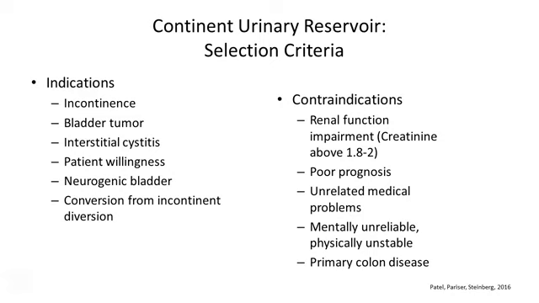Continent urinary reservoirs can be done as a primary procedure, such as for incontinence, bladder tumor, interstitial cystitis, or neurogenic bladder, or a variety of other reasons. The primary reason is usually bladder cancer. Reasons for converting from an incontinent to a continent procedure include problems with the ileal conduit, such as persistent urinary tract infection, a poor stoma location, difficulty wearing an appliance, and dermatologic complications such as severe psoriasis or allergic dermatitis.